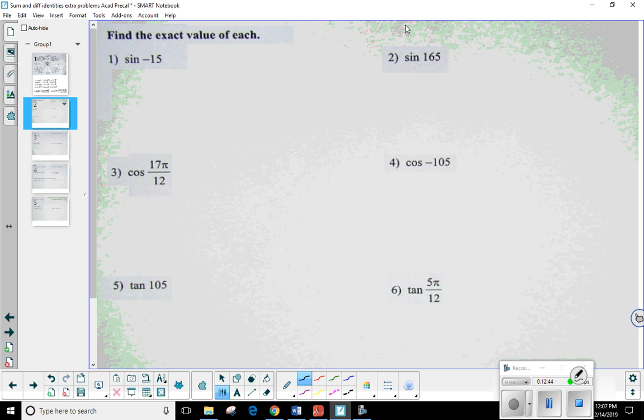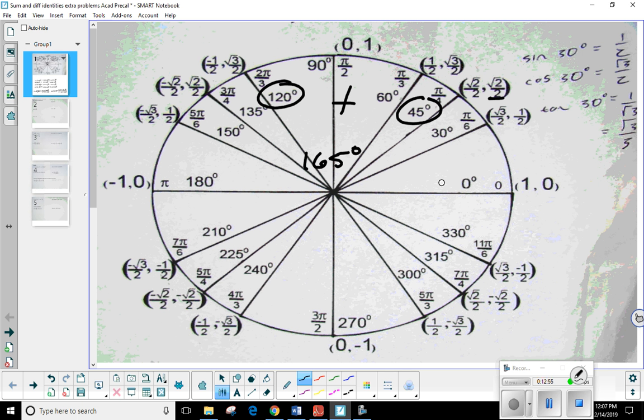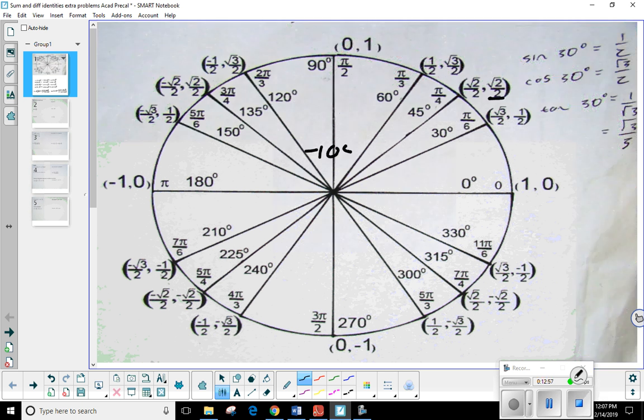It says cosine of a negative 105. Okay, so I've got to go ahead and subtract in a certain way so that I get a negative number, but I need a negative 105. So somebody help me out. What 2 measures that I have on this unit circle can I use to get a negative 105? Yeah, but we don't have 15 on here, though. We'd have to evaluate that as well.